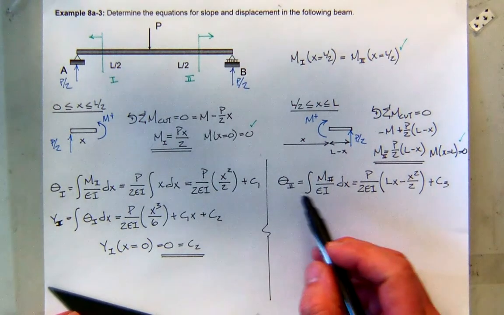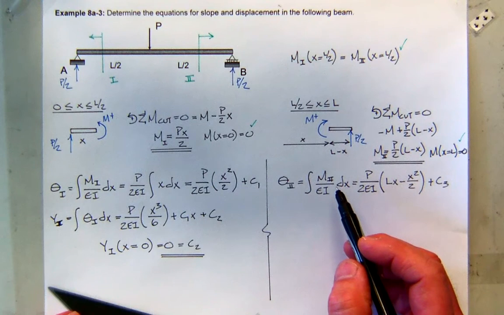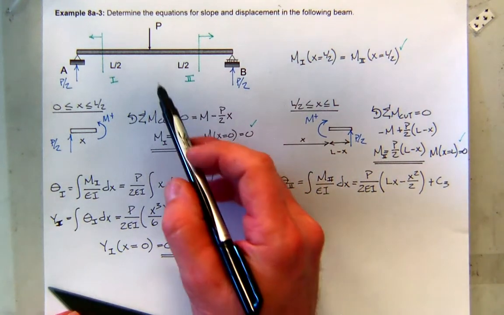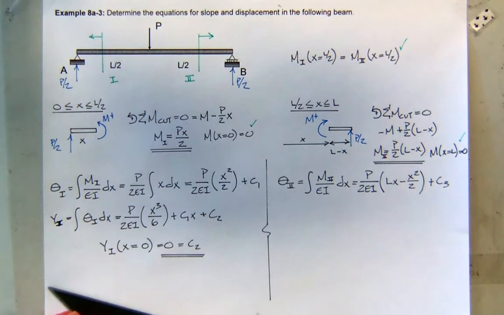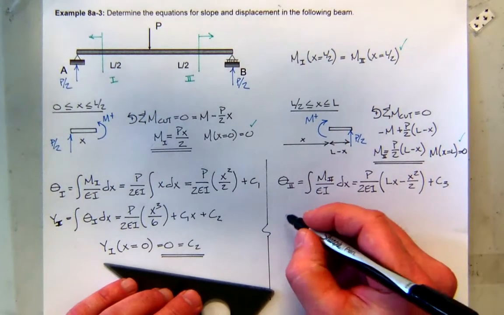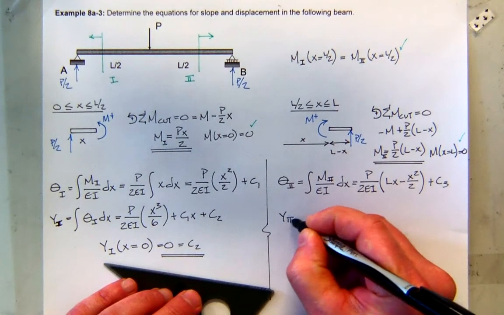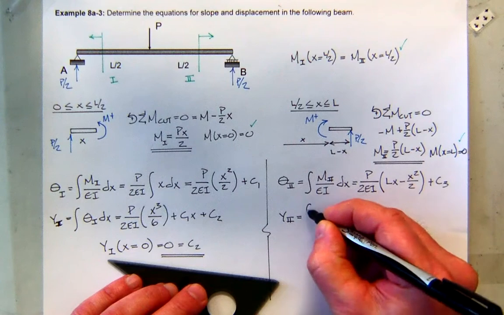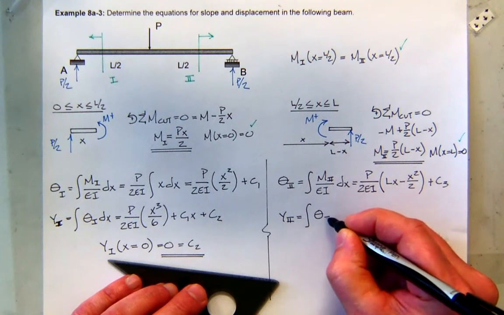Do I know anything about the slope in region 2? Well, I'm thinking here in the middle it's going to be 0, but I'm not really comfortable with that right now, so I'm going to let it go. But I can go ahead and go to the displacement in region 2, which is the integral of the slope.